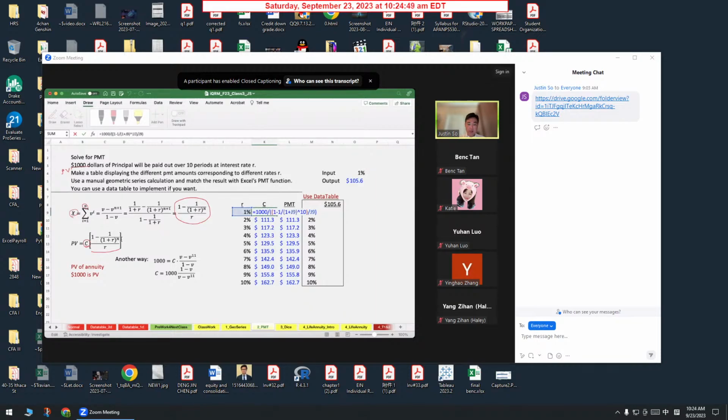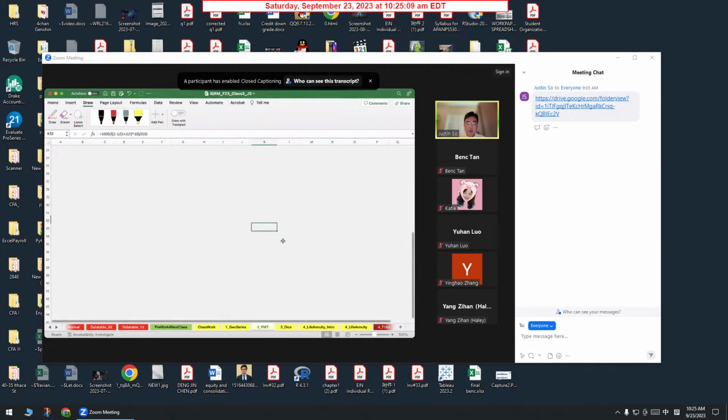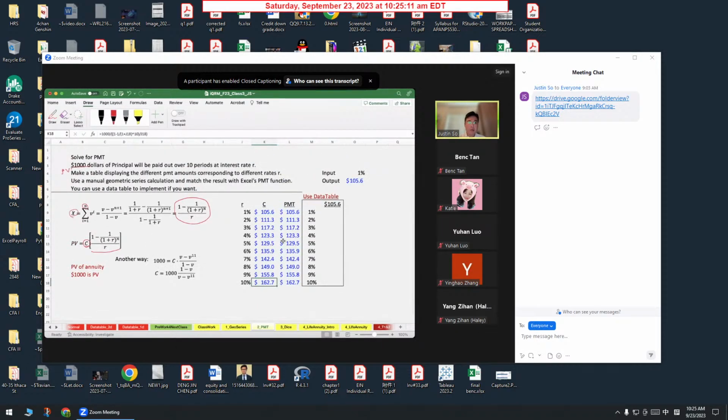N is 10, it's fixed, 10 years, 10 periods. But R is changing, right? So J9 here is R. So you have to build this one on your own, using this R. But in this case, the payment amount becomes $105. You build all the way to 10, right? When R is 10%, it becomes $162.